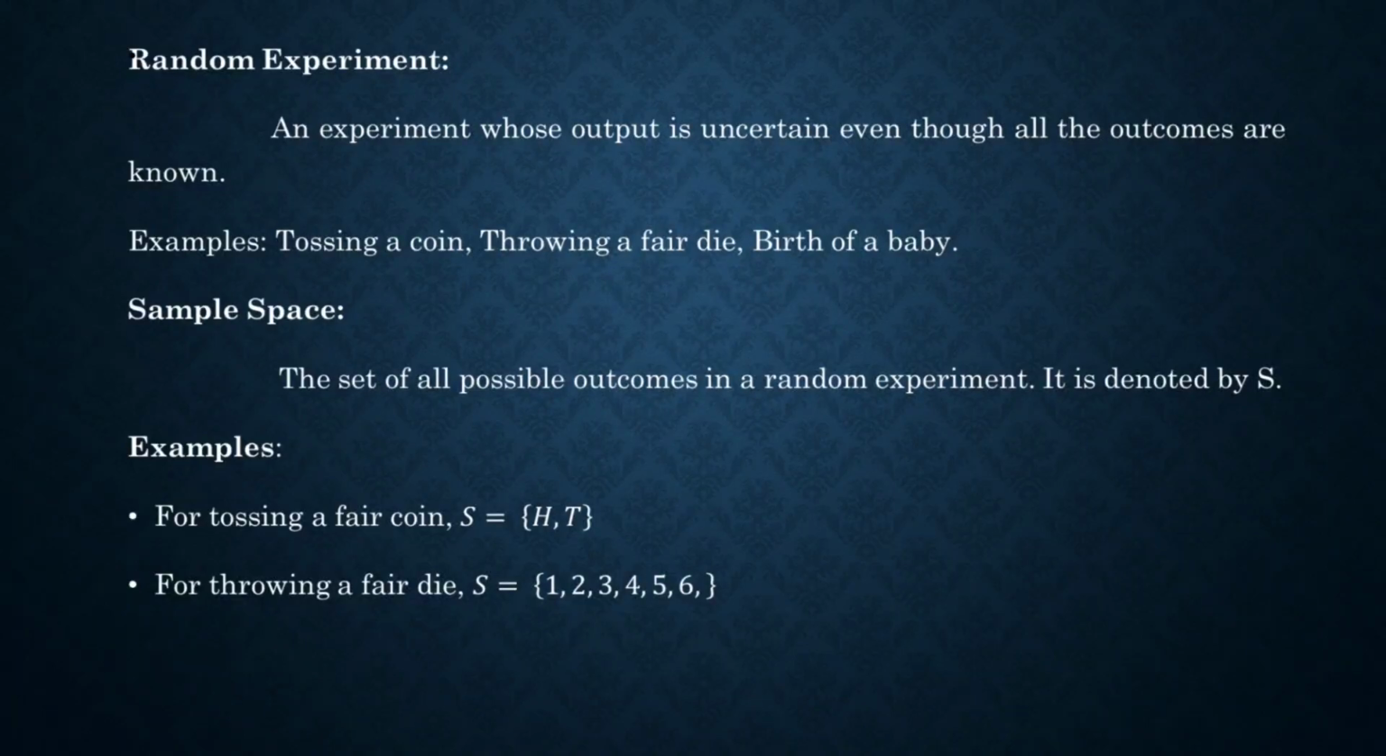Random experiment. An experiment whose output is uncertain even though all the outcomes are known is called a random experiment. Example, tossing a coin. Sample space. The set of all possible outcomes in a random experiment is called a sample space and is denoted by S. Example, for tossing a fair coin, sample space is collection of all head and tail.